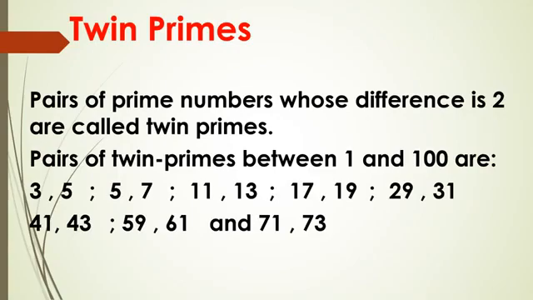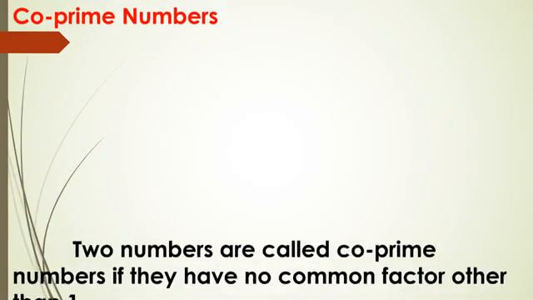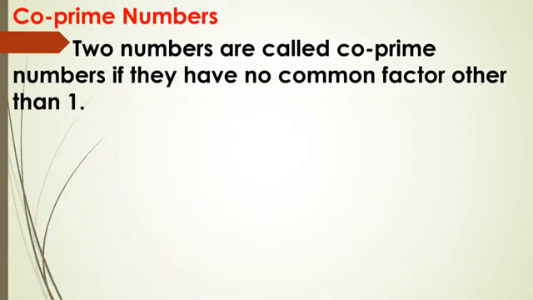Now let's move to co-prime numbers. What are co-prime numbers? 2 numbers are called co-prime numbers if they have no common factor other than 1. Common factors you all know how to find out. If you are getting only 1 as their common factor, then those numbers are called co-prime numbers.